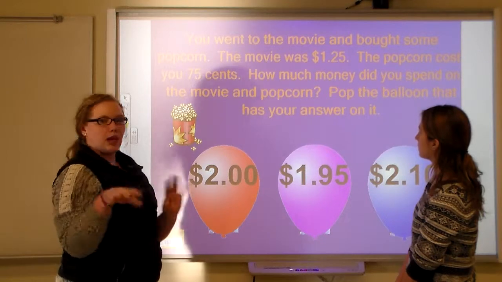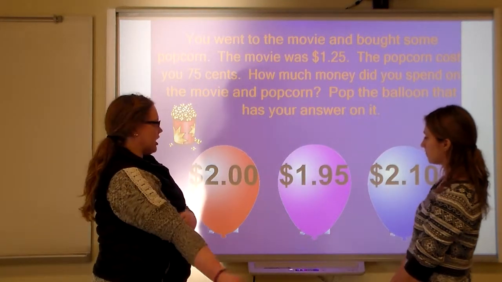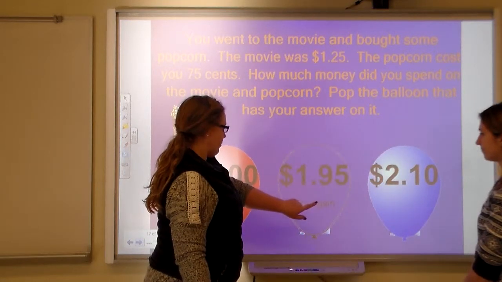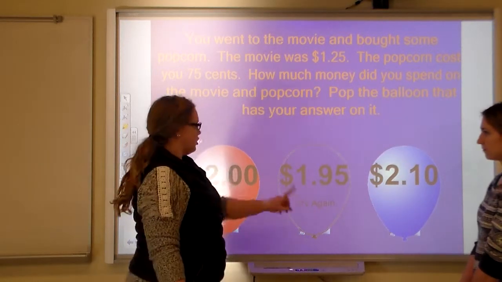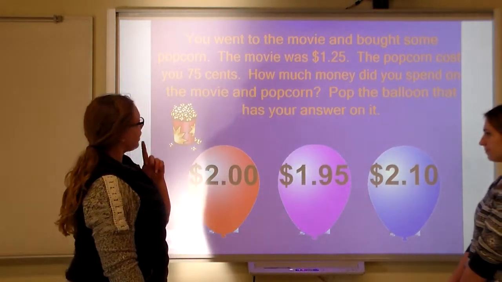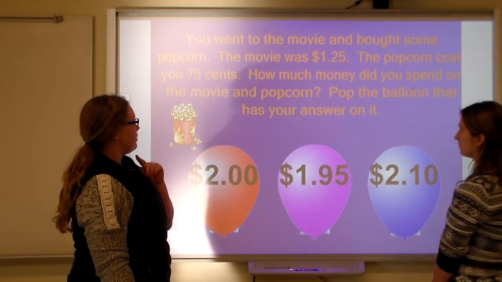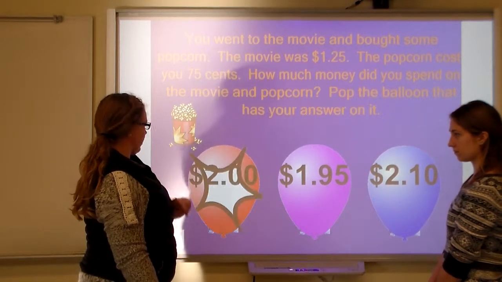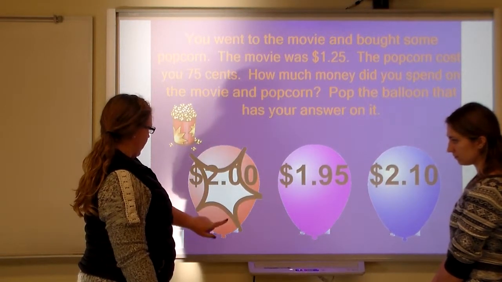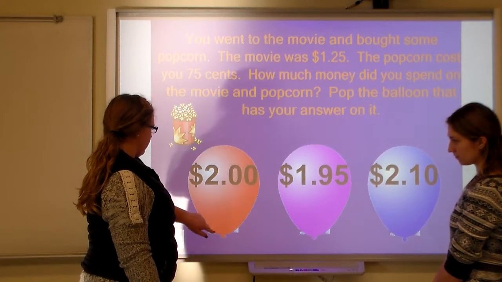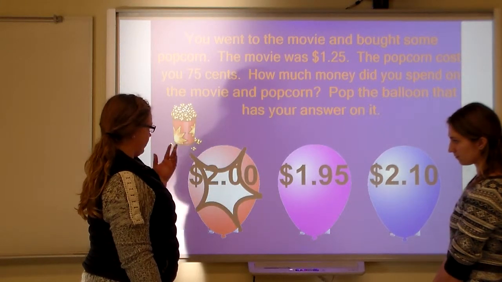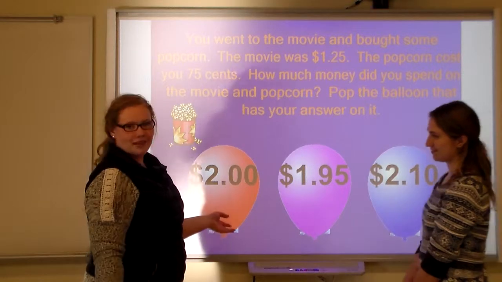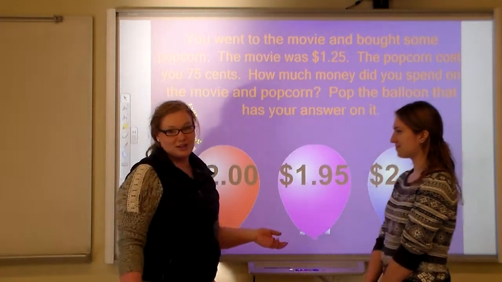So let's say we gave them a few minutes to answer their question and they thought that it was $1.95. They pop the balloon, it says try again. So let's say, $1.25 plus 75 cents. Hopefully we have somebody, after going over it, that would realize it would be $2. We pop the balloon, keep popping it. Oh, there we go. It said good job in there, and that would mean that we got the right answer and could move on.